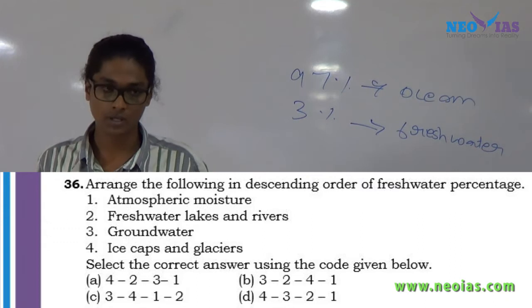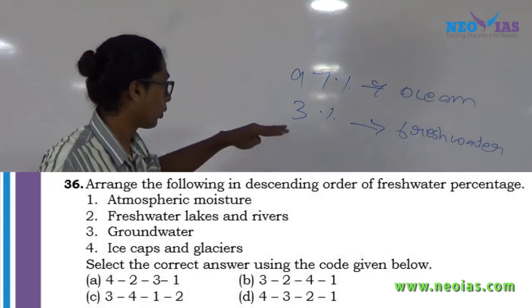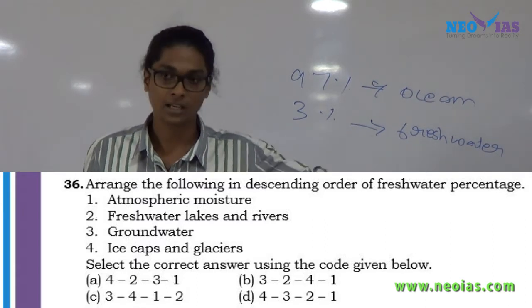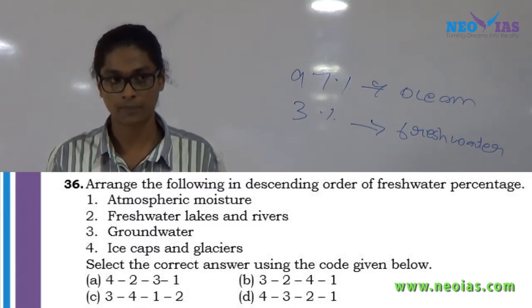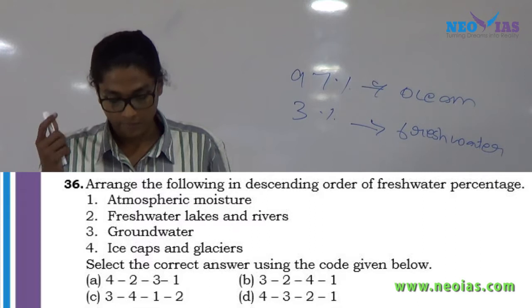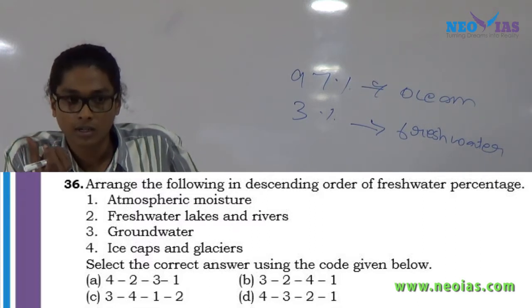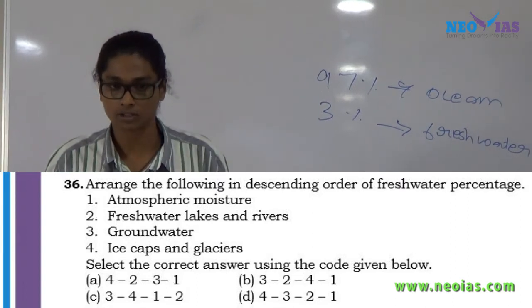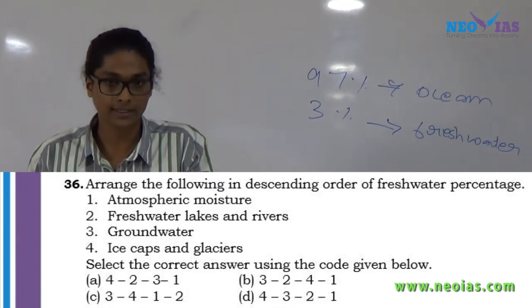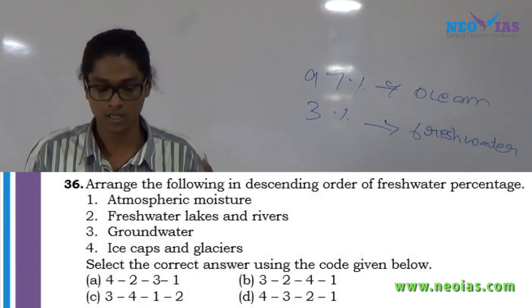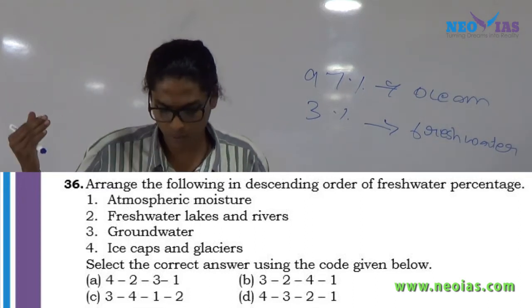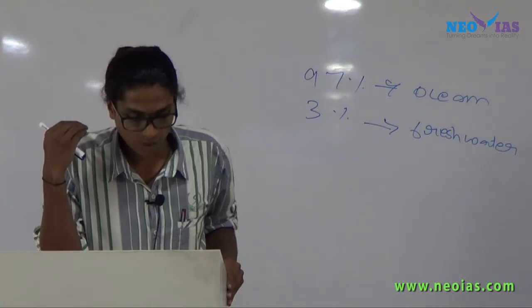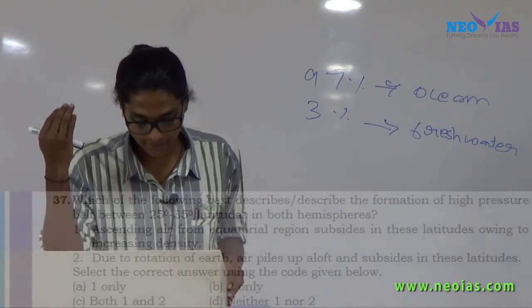You should understand that after the polar ice caps, the majority of the freshwater is seen in groundwater resources. And the majority of the freshwater on the surface is seen in freshwater lakes and rivers. Groundwater is not always accessible from the surface, right? So the answer will come out as D, 4, 3, 2 and 1. Now come to the next question, 37.